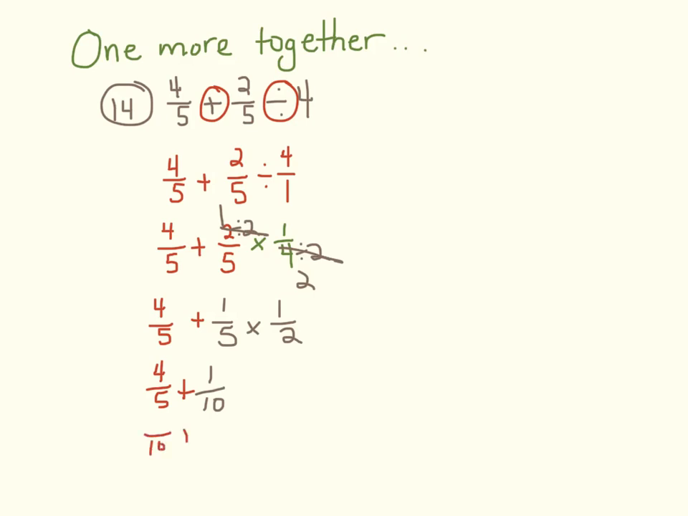So let's make them both out of 10. And that way we can keep this one the same. Nothing's going to change there. This one, we're going to have to multiply 5 by 2 to get 10. So that means we're going to have to multiply 4 by 2, and that should give us 8. And then when we add those across, we should get 9/10. And that can't go any lower. So our final answer on that one should be 9/10.